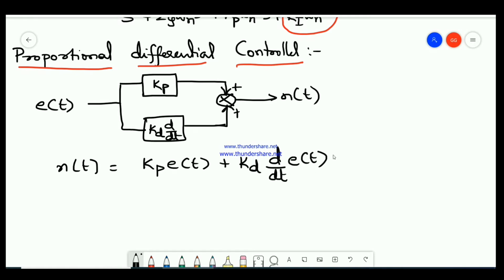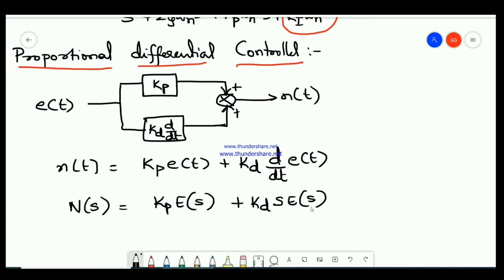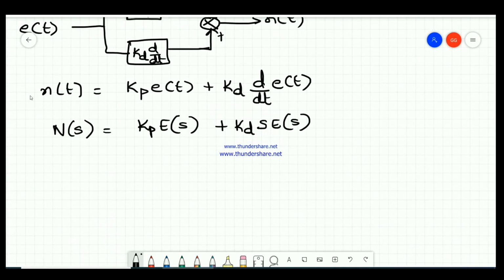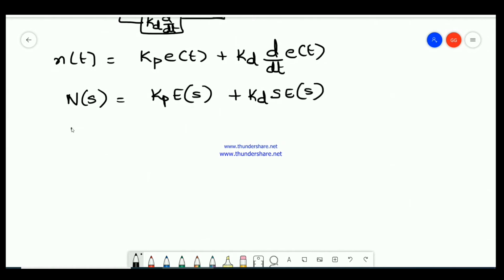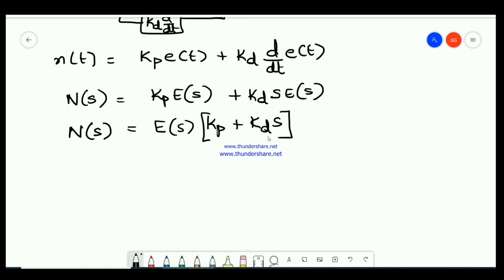Now what we do, we'll take the Laplace transform of this n(t), which is N(s) equals Kp into E(s) plus Kd into s into E(s), because of the differentiation, it is multiplied by s. Okay, so you take E(s) common, which will give you Kp plus Kd s. Therefore, the transfer function, which would be the gain of this proportional differential controller, N(s)/E(s) would be equal to Kp plus Kd s.